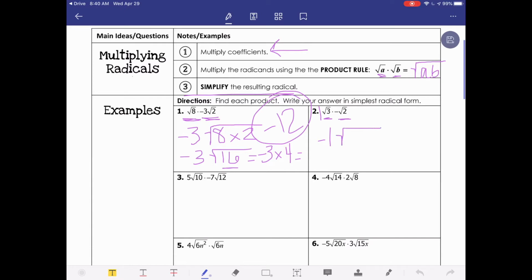And then I am multiplying my radicands, so I have 3 and 2. When I do this out, I'm going to be left with negative, and I don't have to write the 1, just negative radical, 2 times 3 gives me 6. So I have negative radical 6, and I cannot simplify radical 6 at all. So this is going to be my final answer.